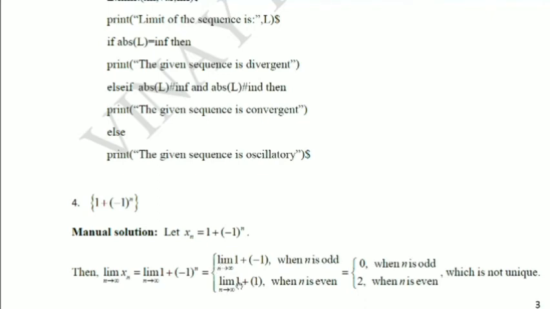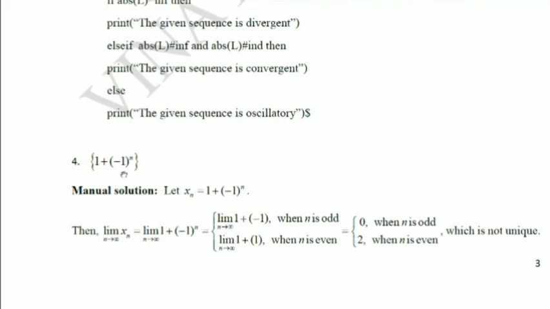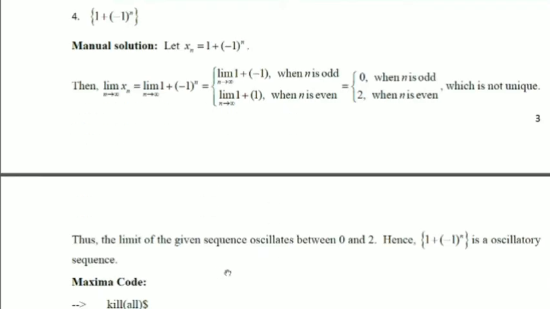What is the limit of 2? There is no n to apply the limit. The limit of a constant term is the same, 2. So here we are getting two values depending on the n. Therefore this limit is not unique, but it oscillates between two values. Therefore the given sequence is, yes, an oscillatory sequence.